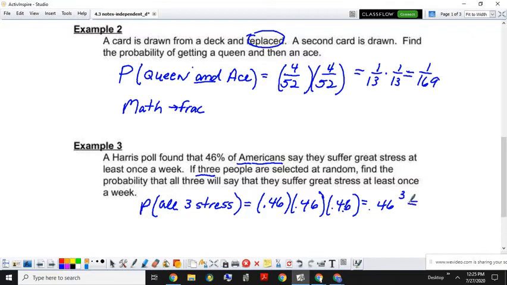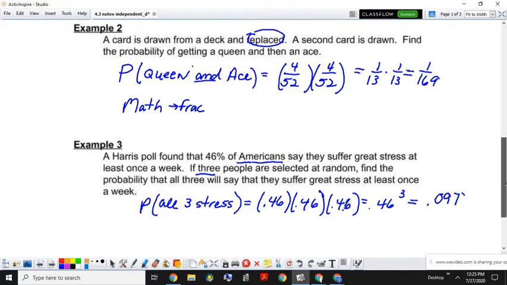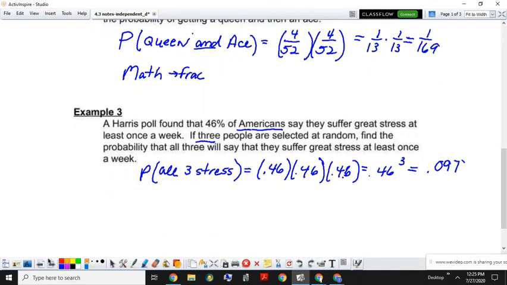And when these get this big, you can just change them into decimals. That's fine. So if you randomly selected 3 people out of the population, about 9.7 or 10% of the time, all 3 people would say that they are stressed out. Okay, so those are the easy ones. Those are independent. Now we're going to do the harder ones where they're dependent.